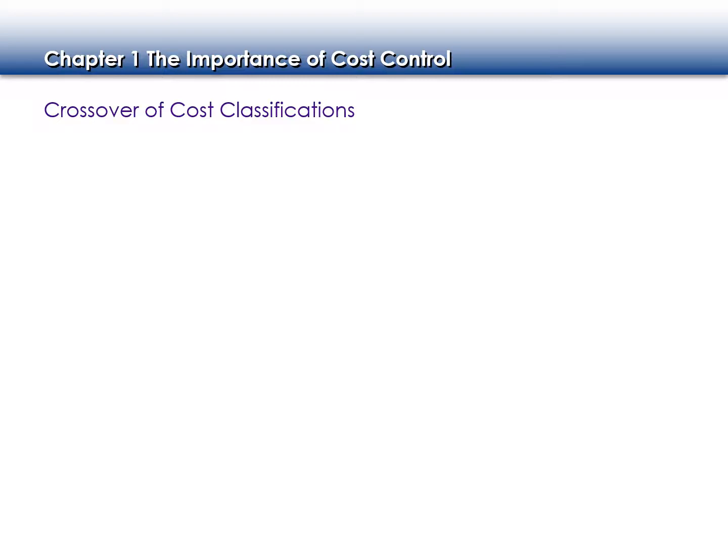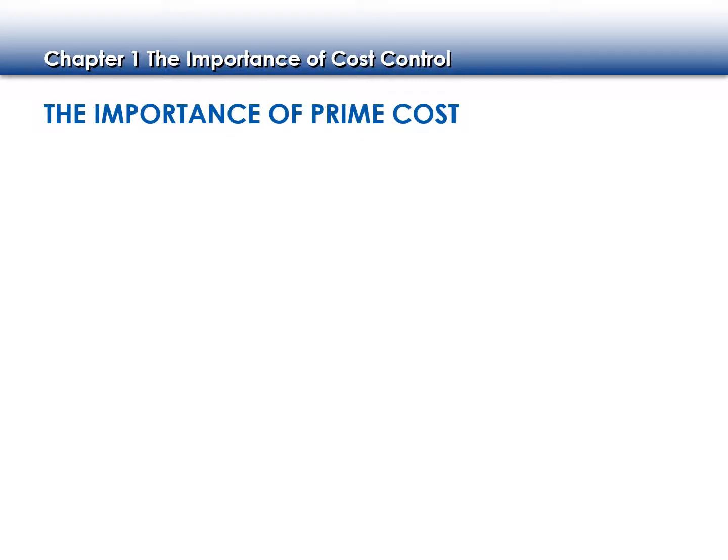All right. So that's pretty much what we just talked about, how we have those crossovers of those cost classifications, okay? Some of them fit nicely into one category, some of them cross into others. So the prime cost, what is prime cost? That's a great question. I'm glad you asked. Who wants to answer that? Anybody? Total food cost. What's that? You're reading out of the book? Okay, so read it out of the book.